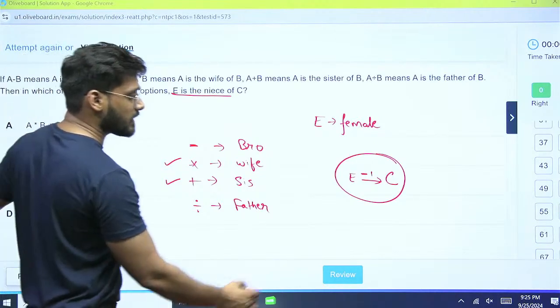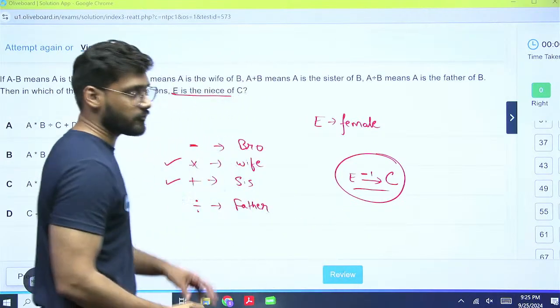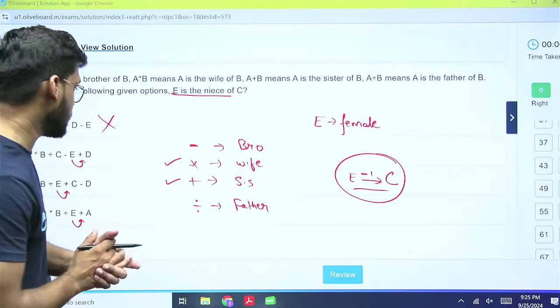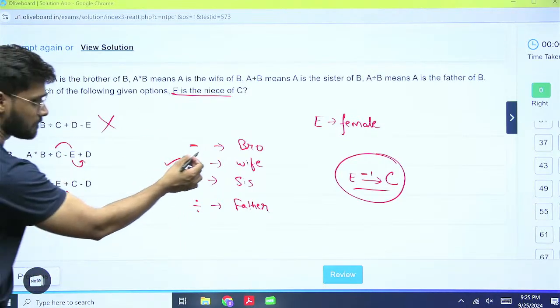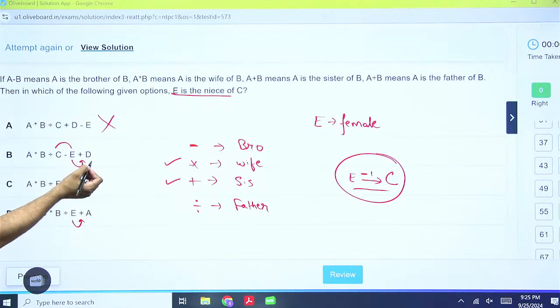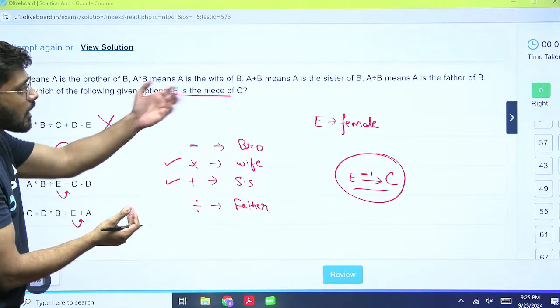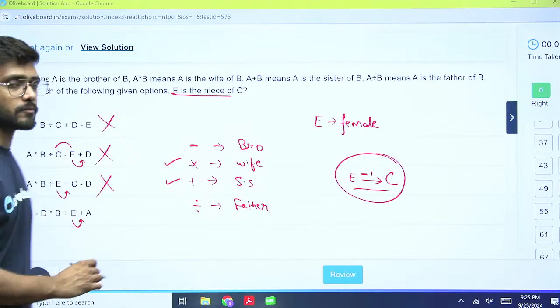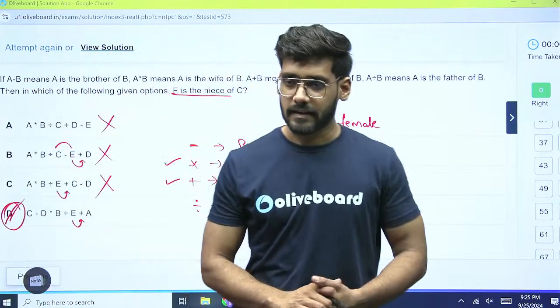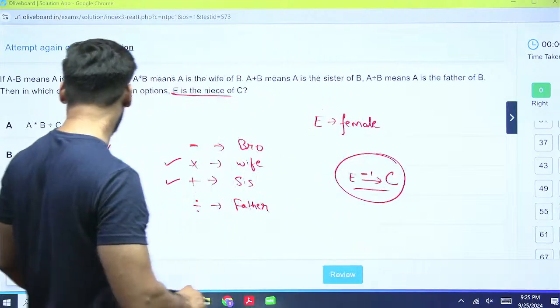Now we have to check the relation between E and C, if we are getting the minus sign between E and C. C and D are given over here. What is used? Minus. Minus means brother. And brother C and E. C is the brother of E. If C is the brother of E, then how can E be the niece of C? This is eliminated. Here it is given E plus C. Plus means sister. E is the sister of C. Then it is also eliminated. Only option D is remaining, which matches with our answer. Right? Let's move on to the next question.